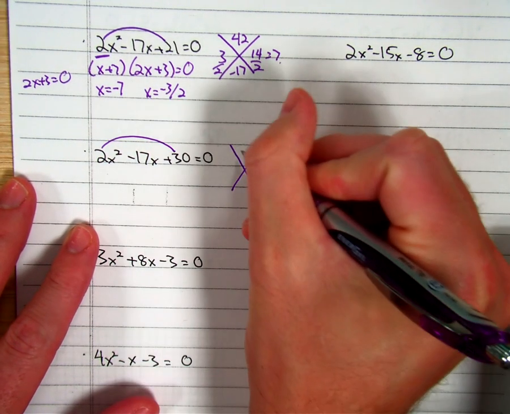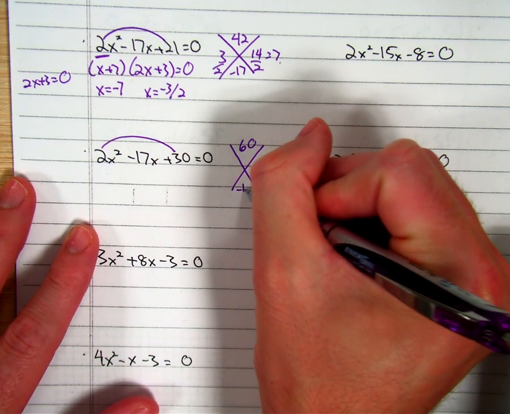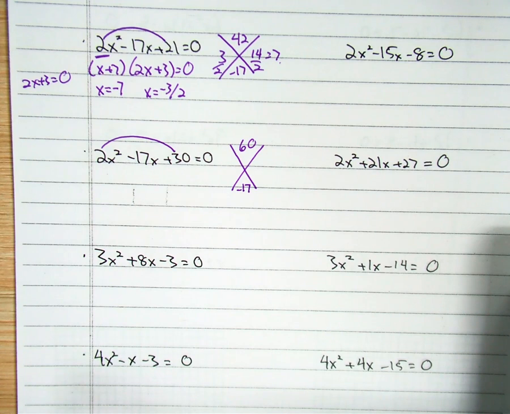Alright, we got 2 times 30. What's going to multiply to 60 and add to negative 17? 60. Oh, initially I was thinking like 4 and 15, but that's not going to work. 60, 30 and 2, 3 and 20. 3 and 20, no. This is a stumper.